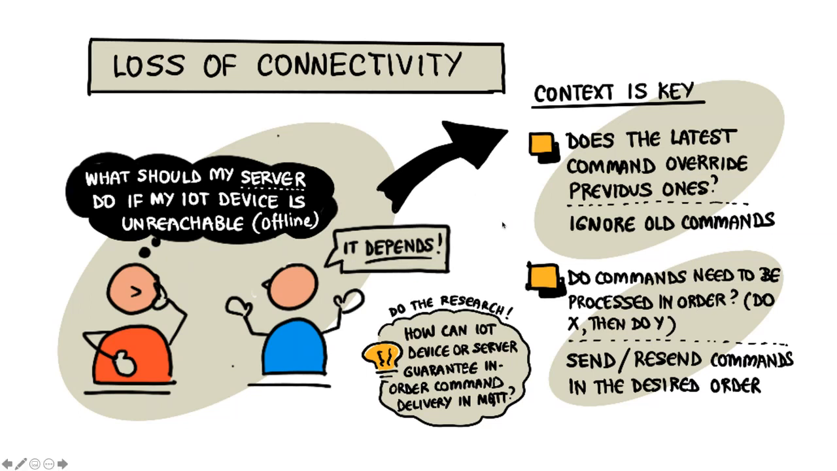It's a great question. So, what should my service do if the IoT device is unreachable? Again, it depends. You need to work out what you need to do. Do your commands need to be processed in order? Do you queue up your commands, then resend them? If your commands are turn the LED on, turn the LED off, you can probably just ignore them except the last command. So very much like with telemetry, it depends on what you want to do with it.